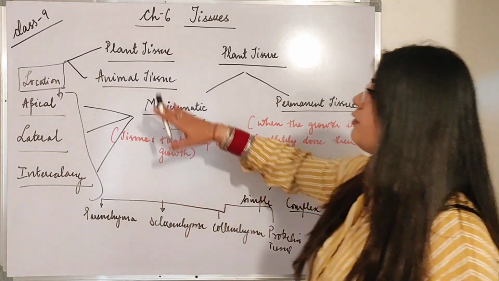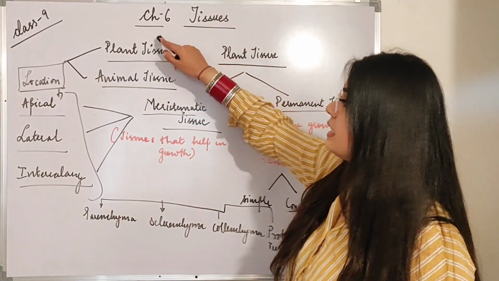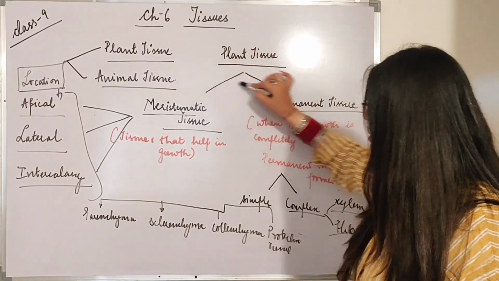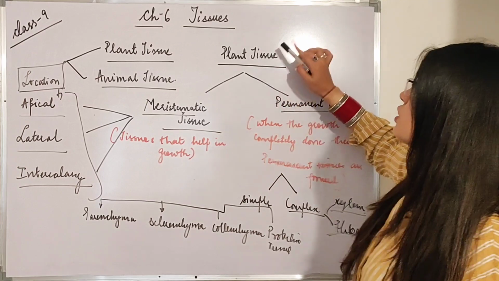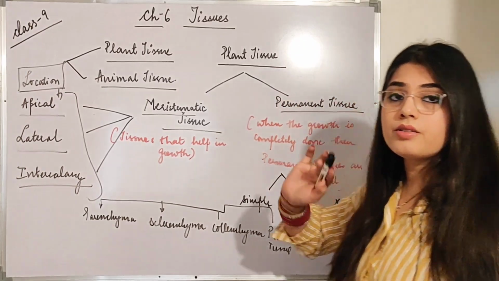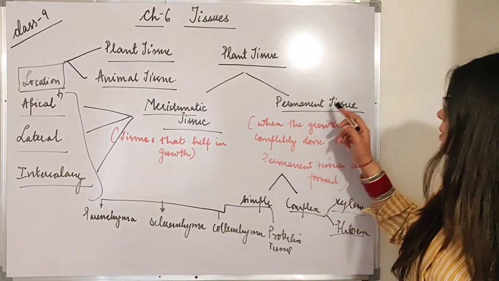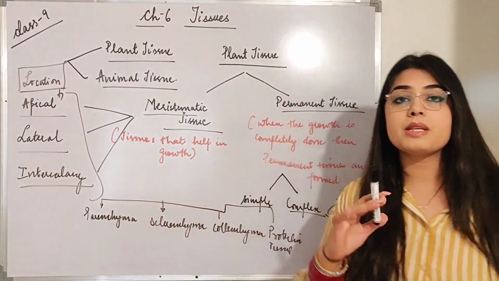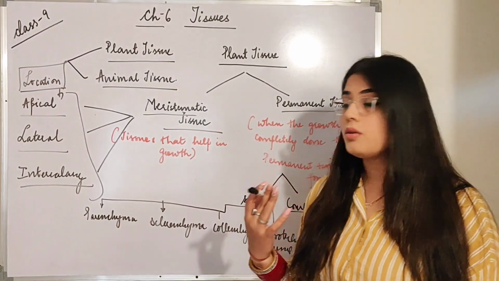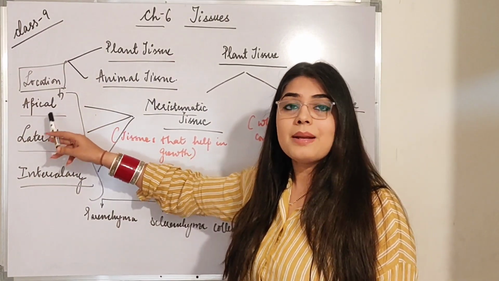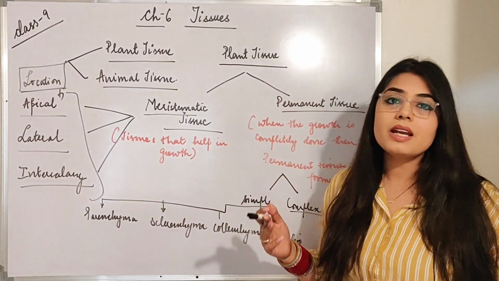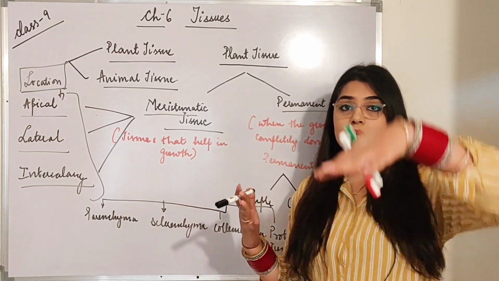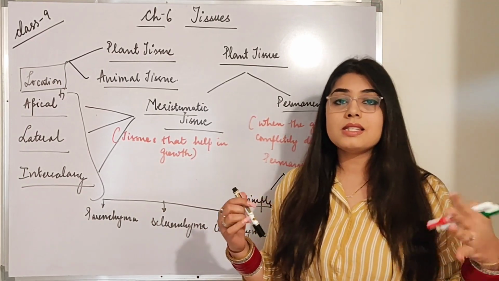So the flowchart goes like this. There are basically two types of tissues, the plant tissue and the animal tissue. Now we are studying just the plant tissues flowchart in this video. Plant tissues are further divided into two groups, the meristematic tissue and the permanent tissue. The meristematic tissue is again divided into three parts on the basis of its location. If it's on the tip, it can be on the lower side or the upper side. Tips means the growing tips, from where the plant has the ability to grow. The plant grows upward towards the sun.